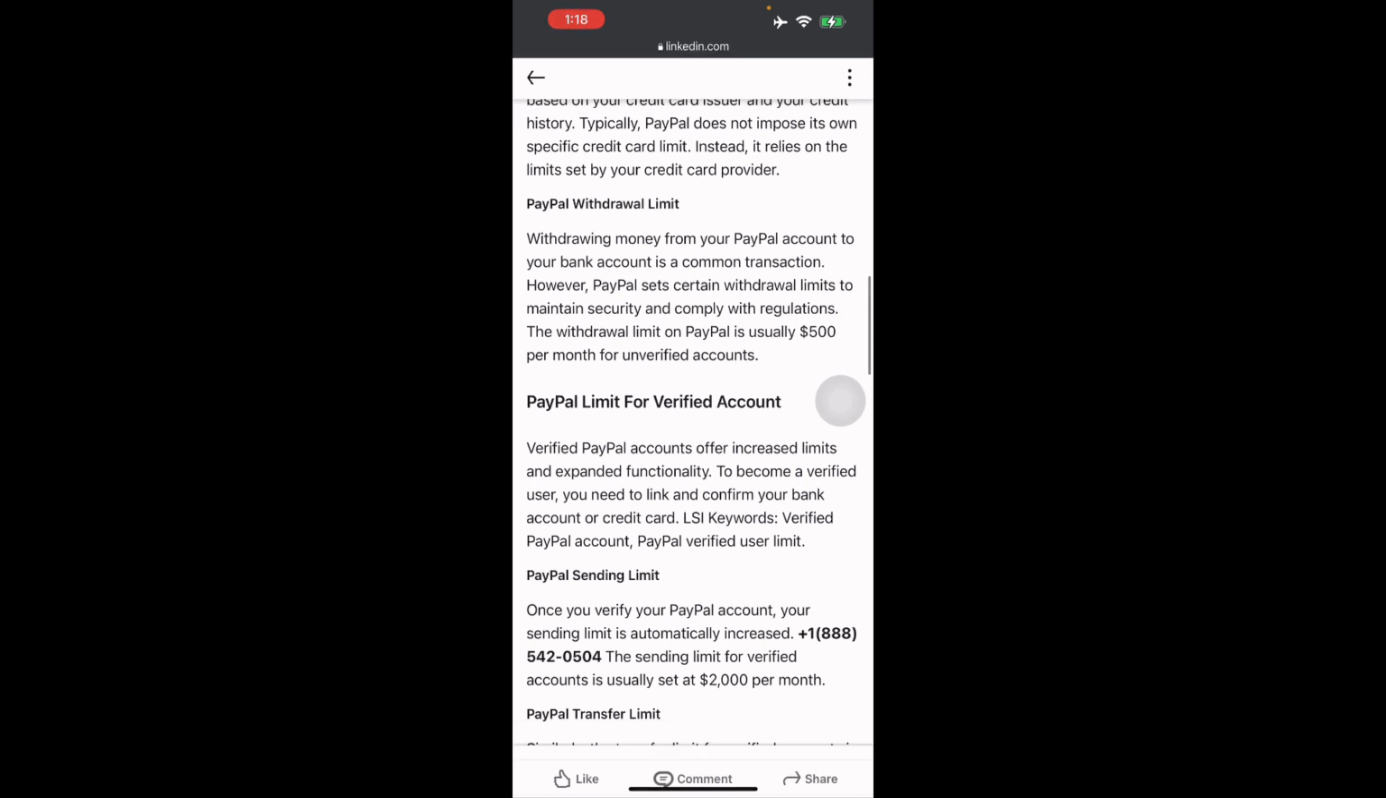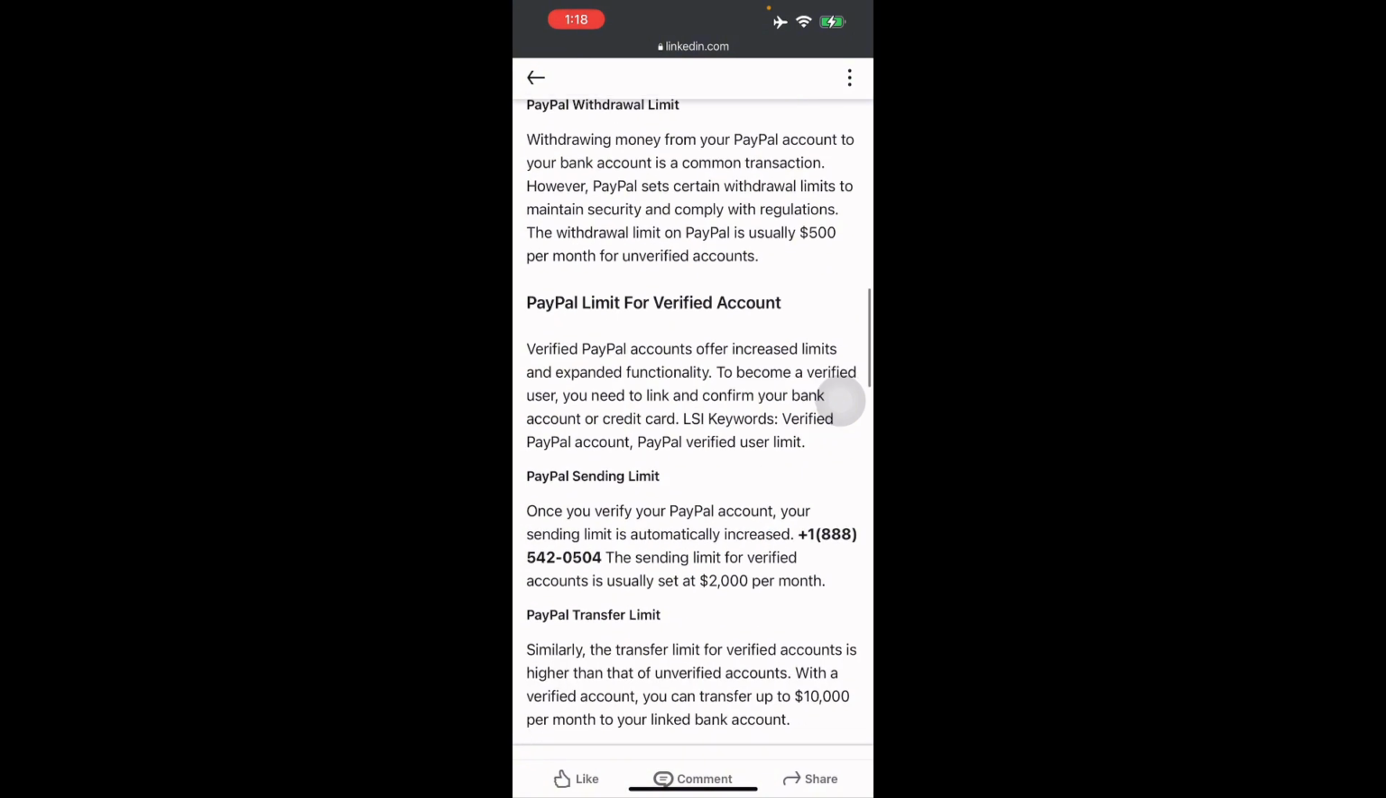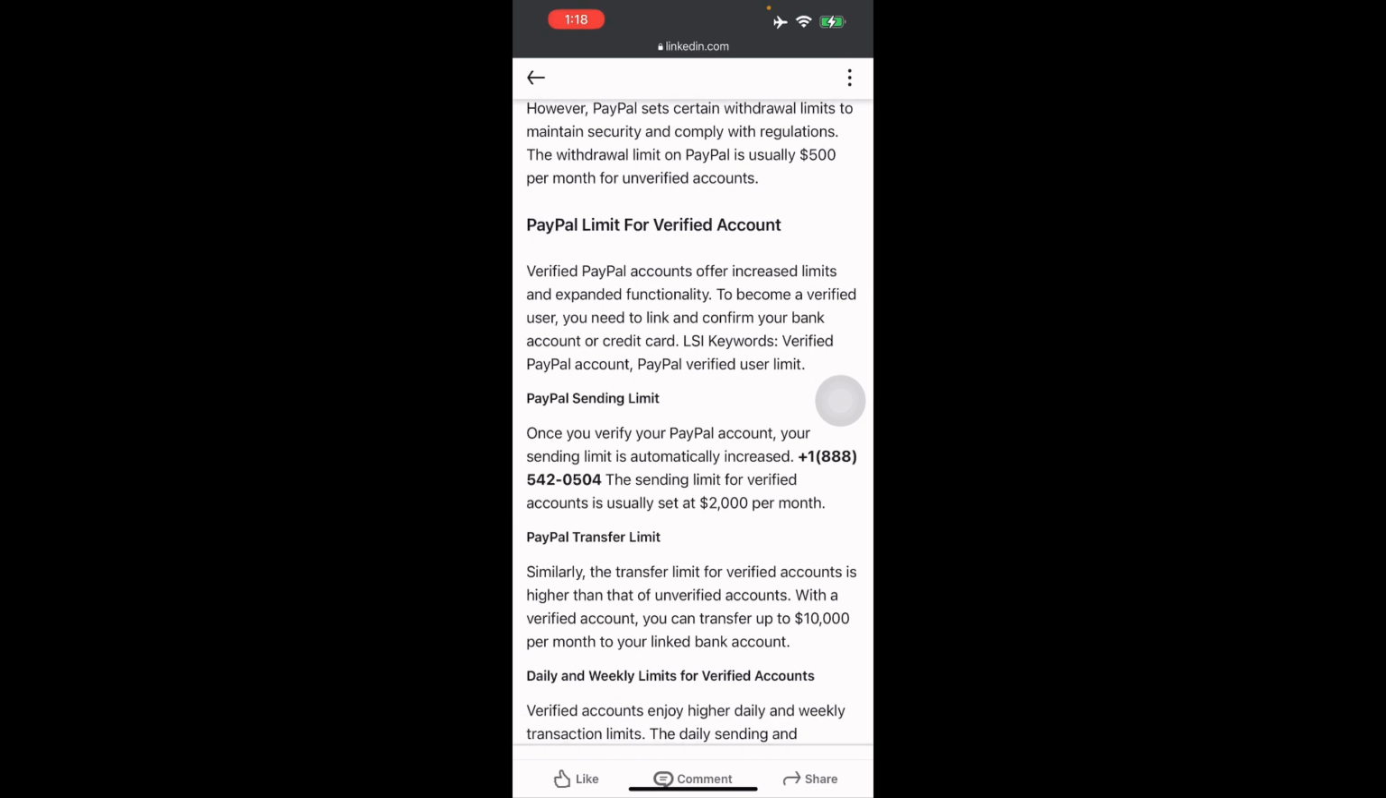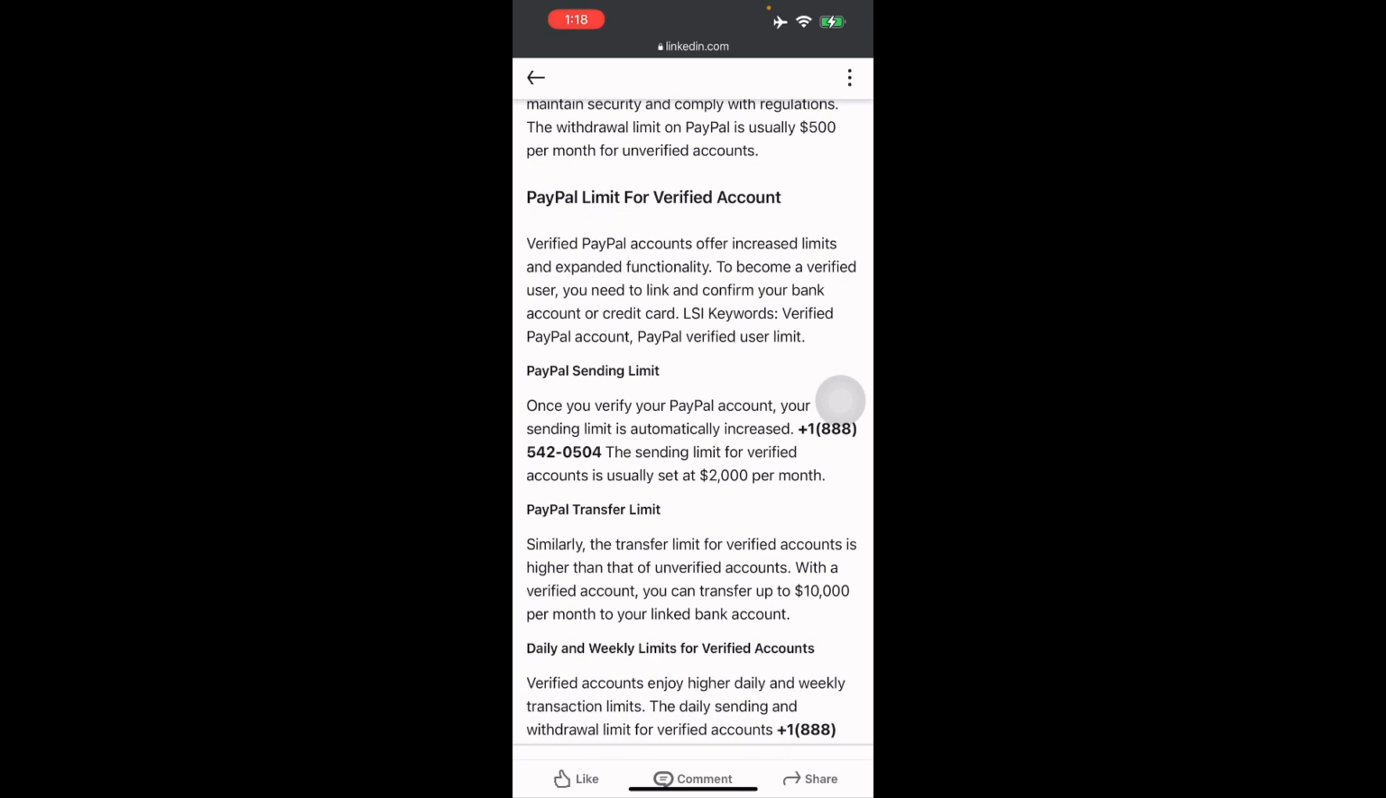There's also a withdrawal limit, like I said, it's $500 per month for unverified accounts. If you have any concerns, you can just go to their website, PayPal, and other places like that. The sending limit for verified accounts is usually set to $2,000 per month, and you can also get transferred up to $10,000 per month if you are verified. Those are just the things you can do with PayPal without verification.